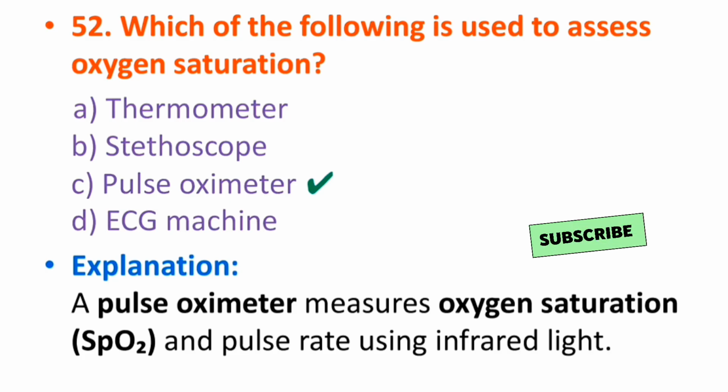Which of the following is used to assess oxygen saturation? Option A, thermometer. Option B, stethoscope. Option C, pulse oximeter. Option D, ECG machine. The correct answer is option C, pulse oximeter. A pulse oximeter measures oxygen saturation and pulse rate using infrared light.